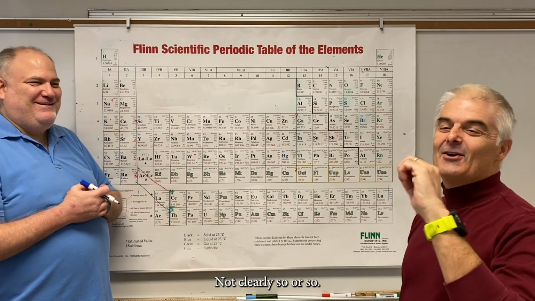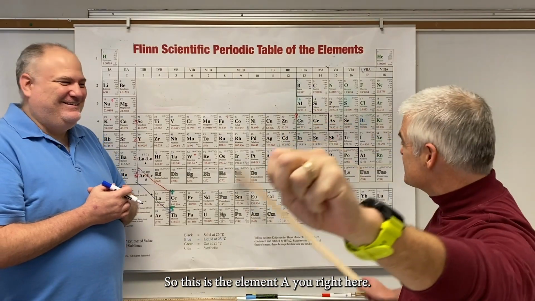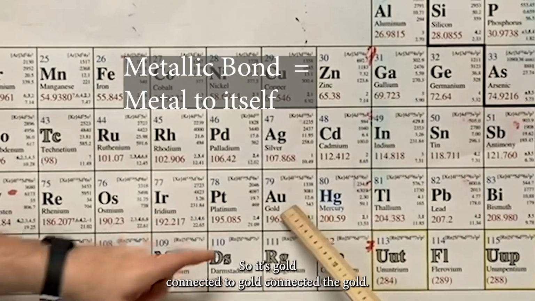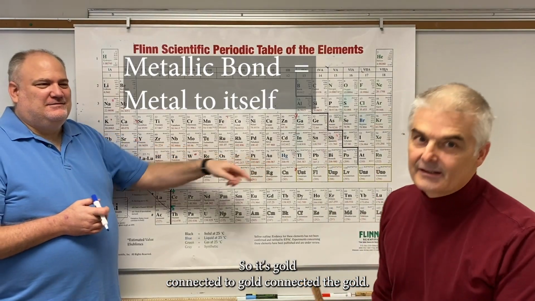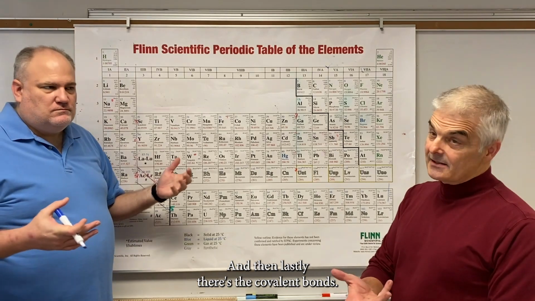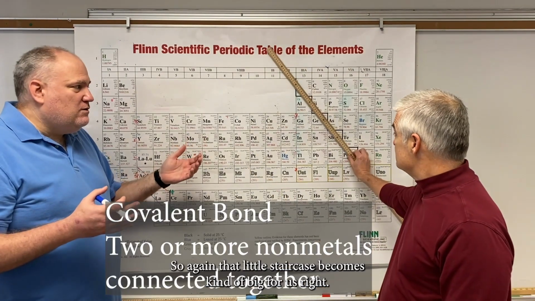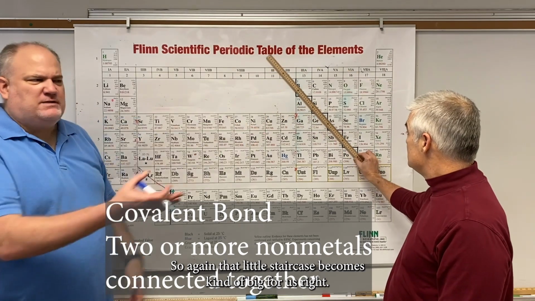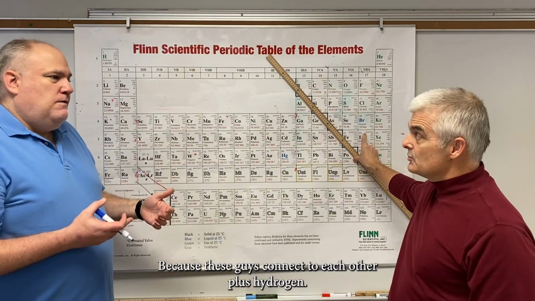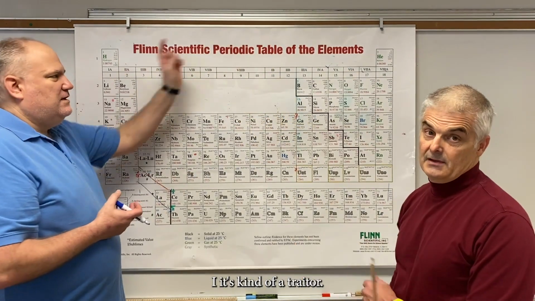Let me start over. So I've got a gold ring right here. This is the element Au. So it's gold connected to gold connected to gold. And then lastly, there's the covalent bonds, right? And that's between what and what? Two nonmetals. So again, that little staircase becomes kind of big for us, right? Because these guys connect to each other plus hydrogen. Yeah, hydrogen's kind of a traitor.